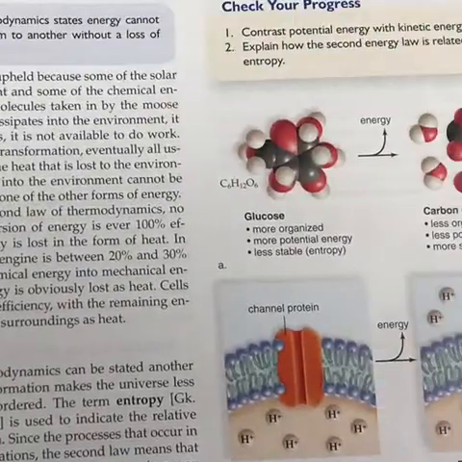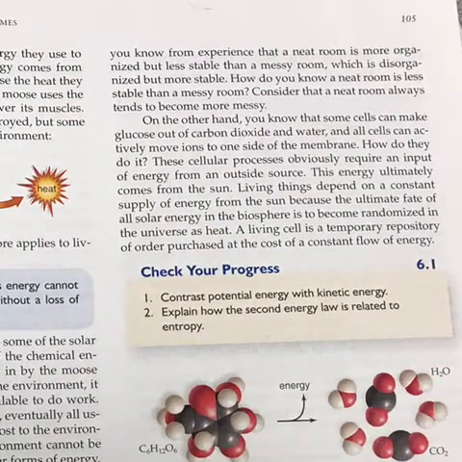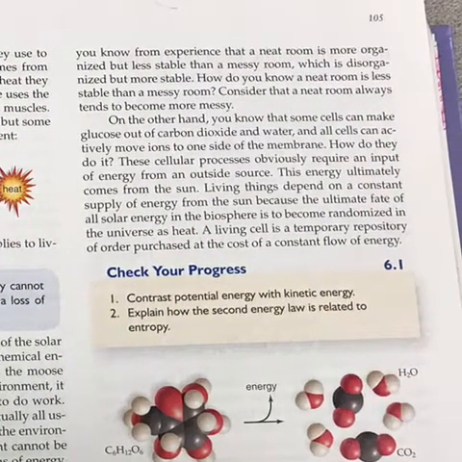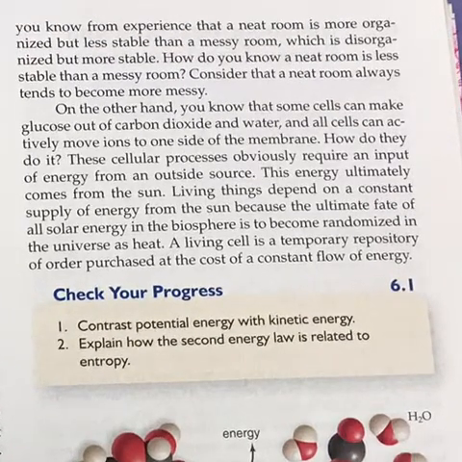As an analogy, you know from experience that a neat room is more organized but less stable than a messy room, which is disorganized but more stable. How do you know a neat room is less stable than a messy room? Consider that a neat room always tends to become more messy.